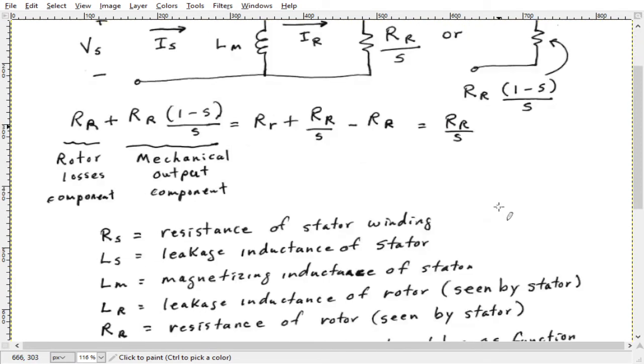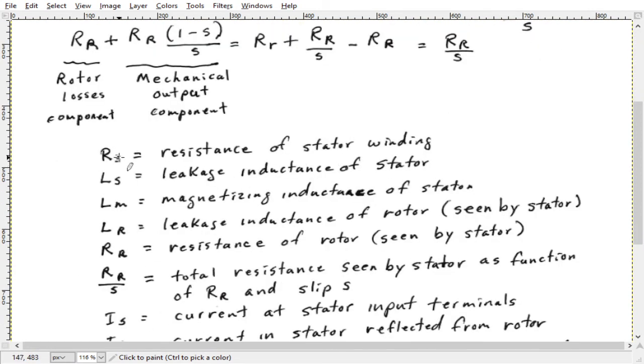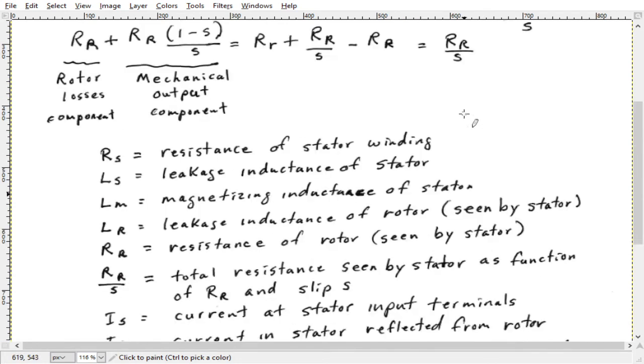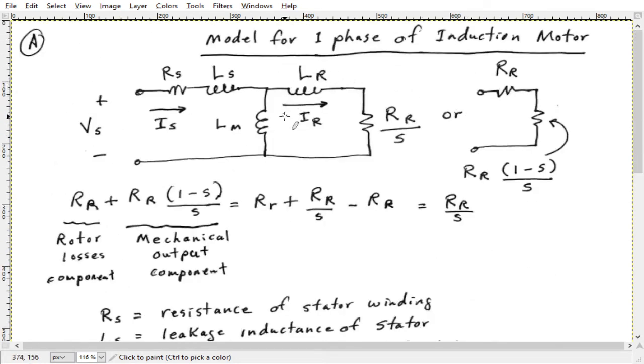Okay, let's go in and look some more at some of these values here. This is the resistance of the stator winding, the leakage inductance of the stator, the magnetizing inductance of the stator, and the leakage inductance of the rotor. Let me be a little bit clearer here. This right here is what the stator sees through the magnetic field. Remember, the rotor interacts with the stator through the magnetic field.